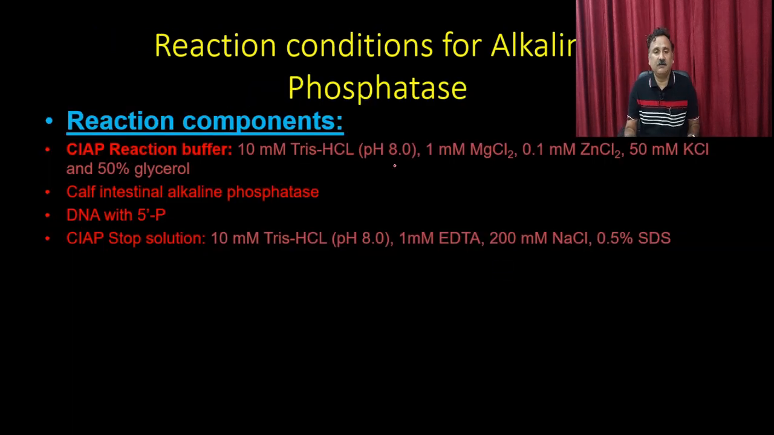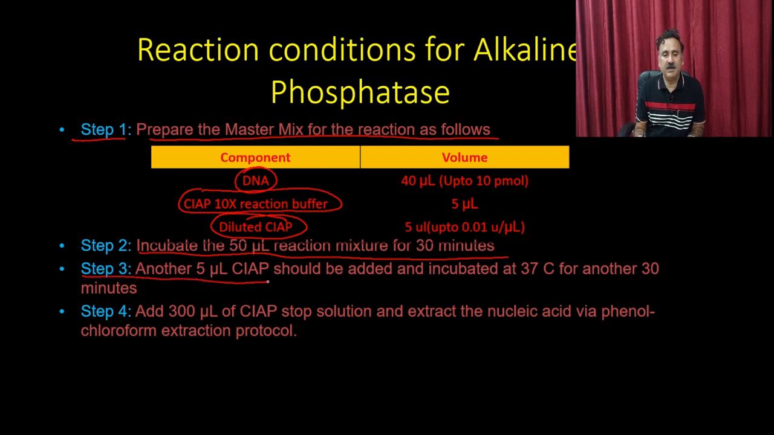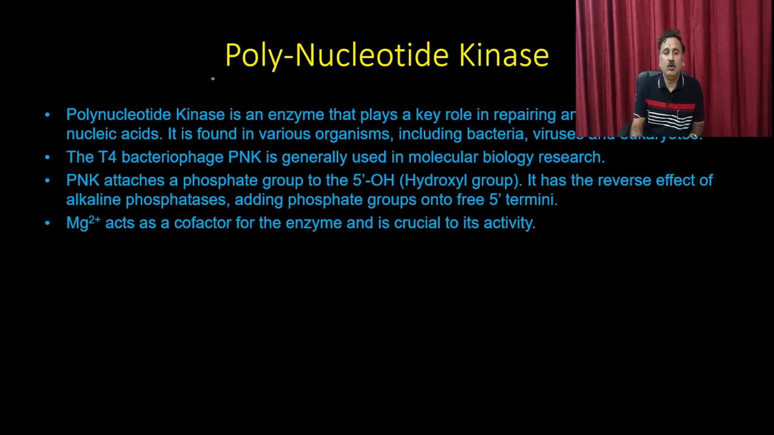Now, how are you going to set up the alkaline phosphatase reaction? So, you are going to have the SIP reaction buffers, you are going to have the enzyme, you are going to have the vector where you have the 5' phosphate, and then you are also going to have the SIP stop solutions. How are you going to set up the reactions? So, in step 1, you are going to prepare the master mix with the following reagents. You are going to have the DNA, the 10x reaction buffer, and the enzyme. Okay. And then incubate the 50 microliter reaction for 30 minutes, then another 5 microliter of SIP should be added and incubated for 30 minutes. Then you add 300 microliter of the reaction stop solution and extract the nucleic acid by the phenol chloroform extraction method.